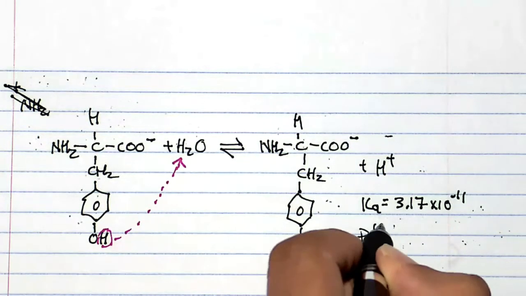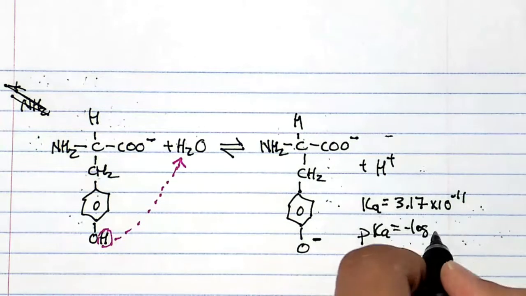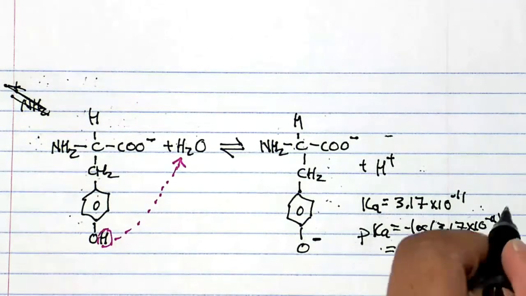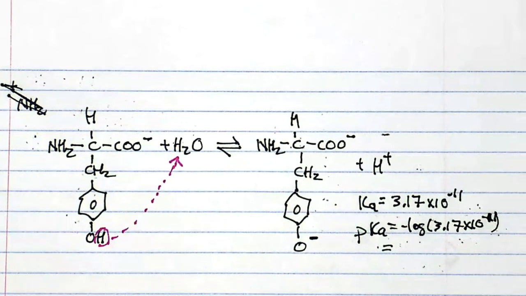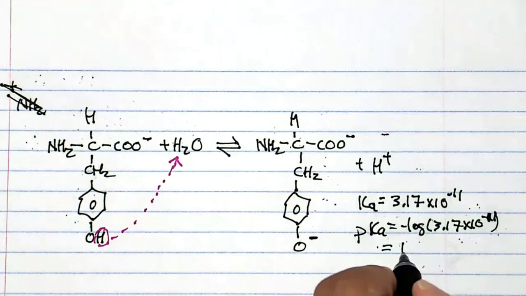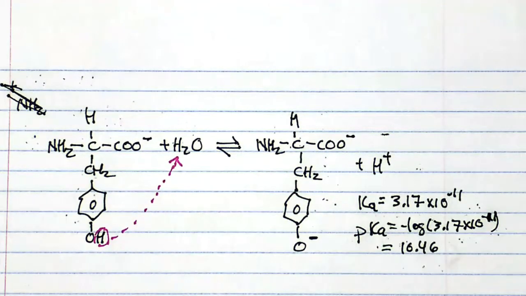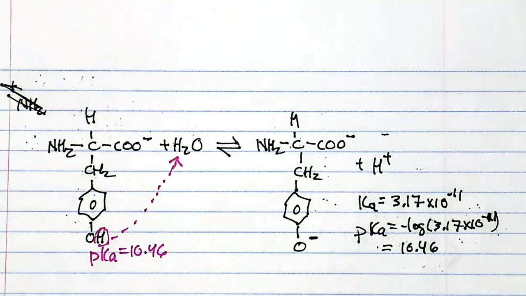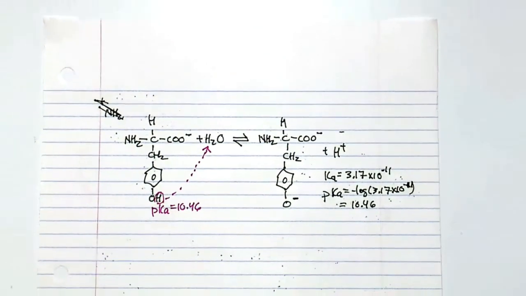the minus 11. So the pKa is minus the log of 3.17 times 10 to the minus 11. And when you do that math, I got 10.46. So the pKa of this proton is 10.46. So that is the relationship between Kas and pKas. It's a minus log relationship. One thing in terms of math, just be aware.